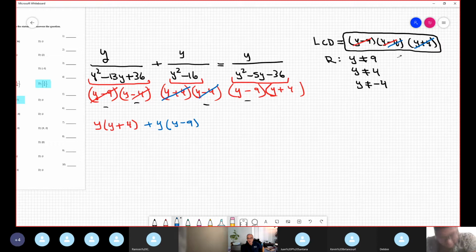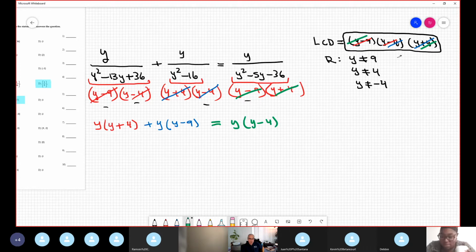The red was the first. The blue was the second. And the green was the right hand side. In the right hand side, y minus 9 is cancelled, and y plus 4 is cancelled. So what stays is y times y minus 4. I don't know if you like that way or you prefer to copy in the top and cancel out one by one. I show you different possibilities.